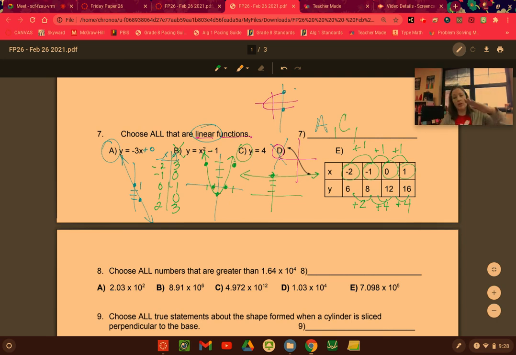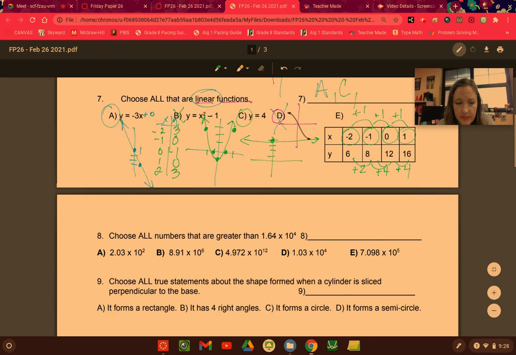So the slope starts like this and then goes up, right? That is a function, right? But it's not linear, okay? So my answers are A and C. A and C.